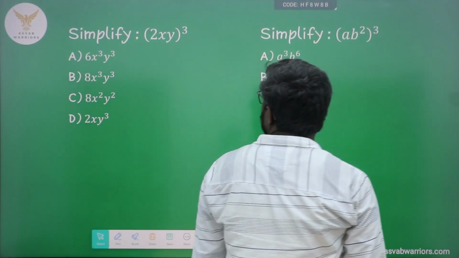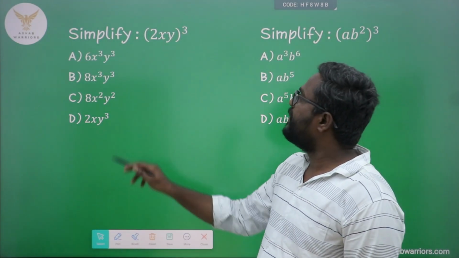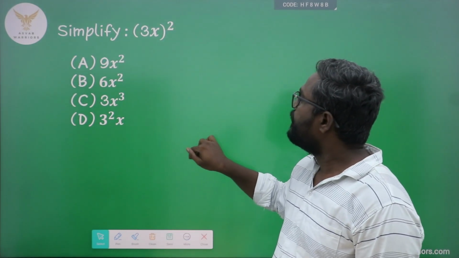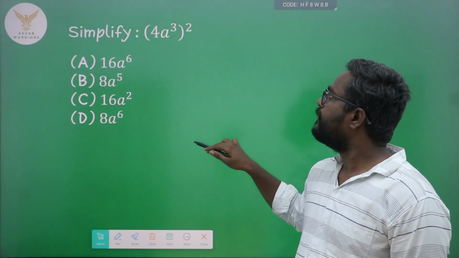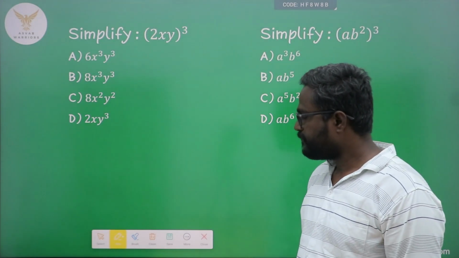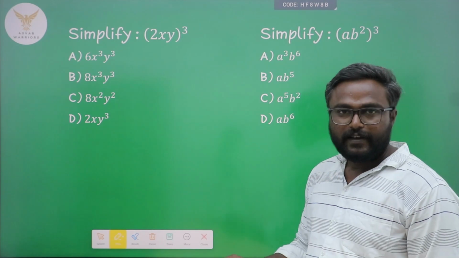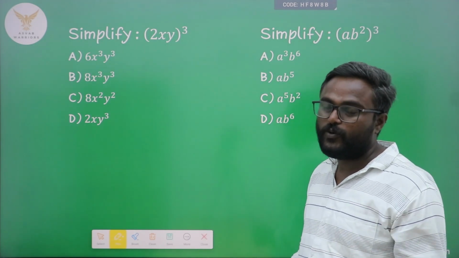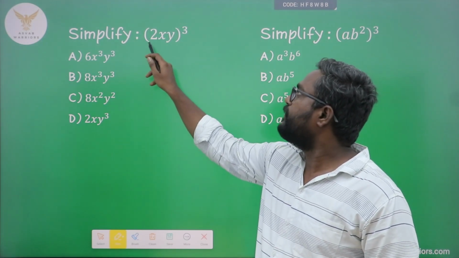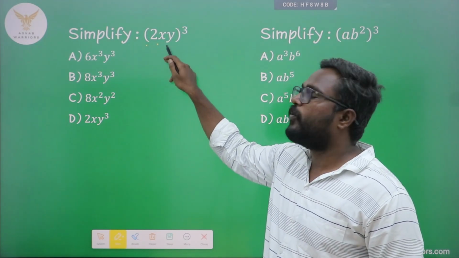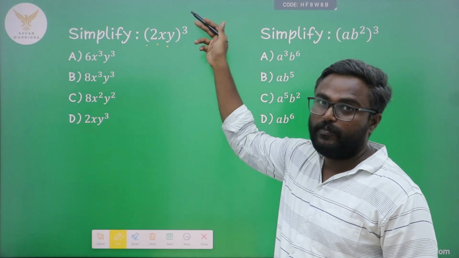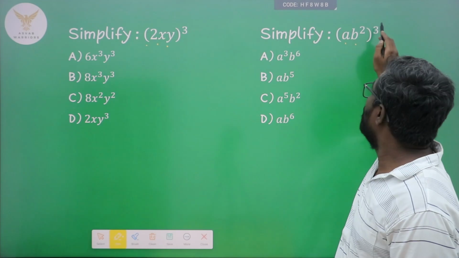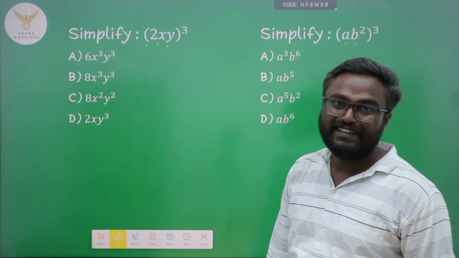So guys, here is the first question that you have to solve on your own and write the answer in the comment box. I'll just read it out for you. So the question says (2xy) to the power q. Okay. Next is nothing but (ab square) to the power 3.